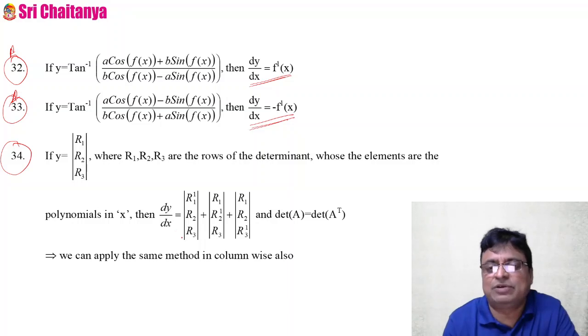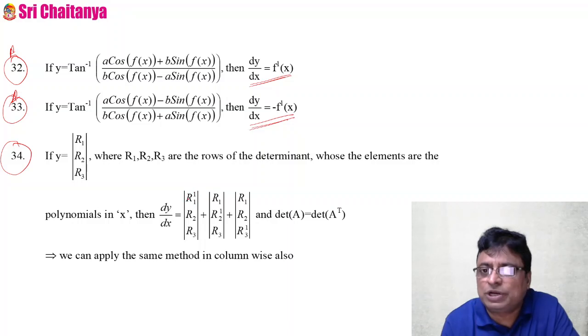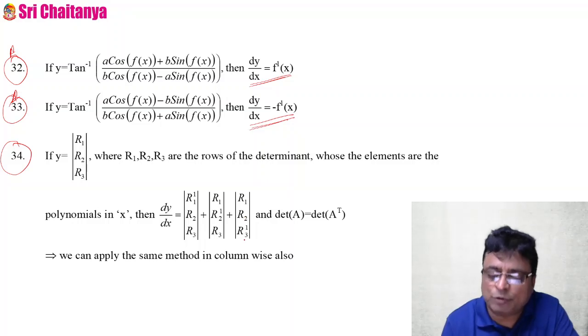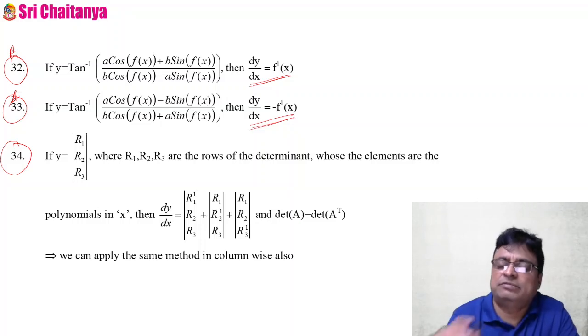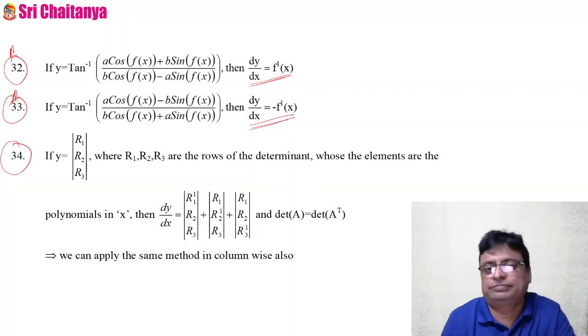dy/dx is equal to the determinant with the derivative of the first row only, keeping the second and third as they are, plus the determinant with the derivative of the functions in the second row only, keeping the first and third as they are, plus the determinant with the derivative of the third row only, keeping the first and second as they are. The same method you can also apply with respect to columns.